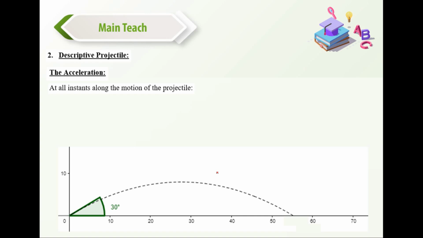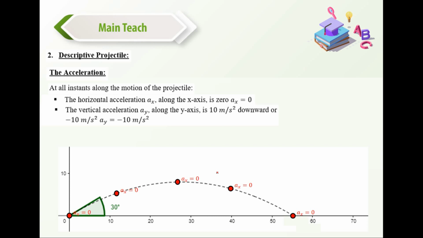Now we're still in section 2, descriptive projectile. Now we're going to discuss the acceleration. At all instants along the motion of the projectile, the horizontal acceleration is given by 0. So let's consider the object at different points along the trajectory. In this case, at all points, ax is 0. Now what about the vertical acceleration ay? Along the y-axis it is given by 10 meters per second squared downward, or negative 10 meters per second squared. Then ay is given by negative 10 meters per second squared. So at all points of the projectile, the acceleration is 10 meters per second squared downward.